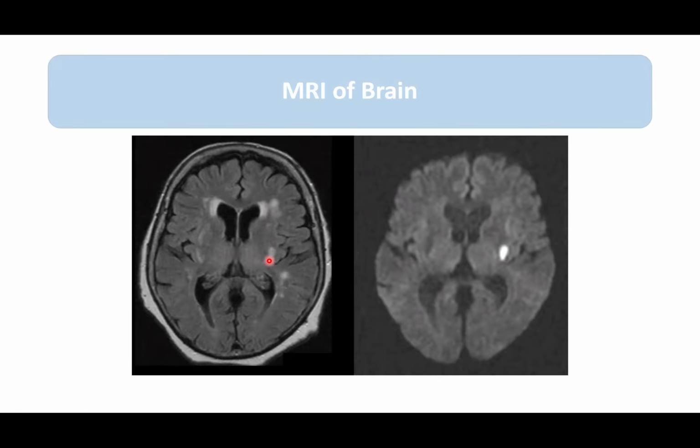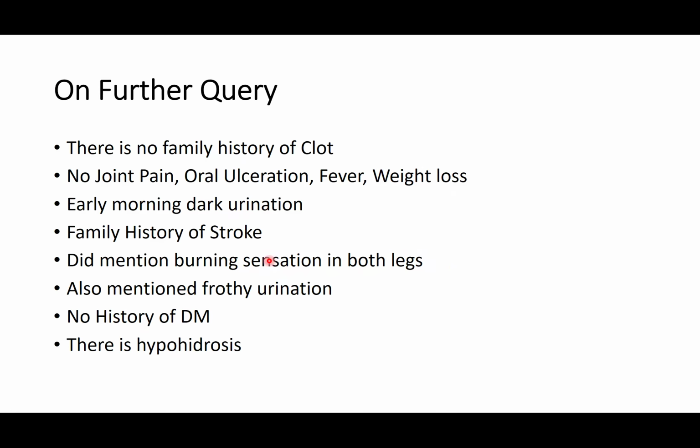In this condition, we need to identify some causes. One query: there is no family history of clot. That is very important to find out whether any thrombophilia or clotting disorder can be attributed to this type of stroke. Also, there are no features of connective tissue disease, like joint pain, oral ulceration, fever, weight loss. No features compatible with paroxysmal nocturnal hemoglobinuria, like morning dark urination. There's no family history of stroke, which is very important, as certain disorders like CADASIL can have a family history of stroke.